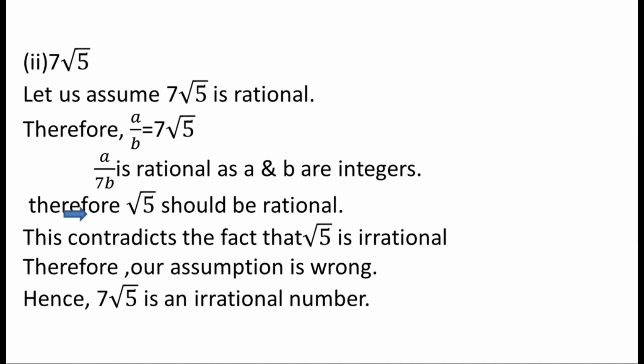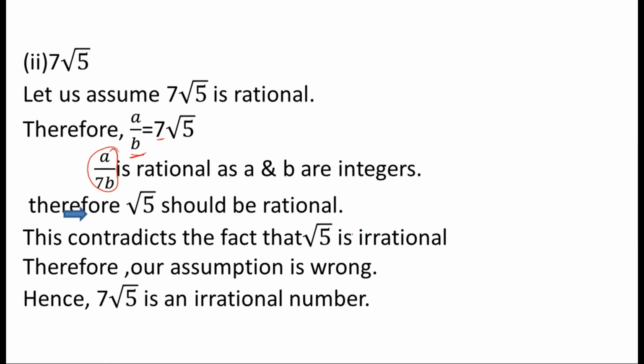Now, second, 7 root 5. In order to prove that 7 root 5 is an irrational number, first we take 7 root 5 as a rational number. If 7 root 5 is a rational number, then 7 root 5 is equals to a by b. B goes on the right hand side of the equation, then we get a is equals to 7 root 5 b. Otherwise, 7b comes on the left hand side of the equation, we get root 5 is equals to a by 7b.